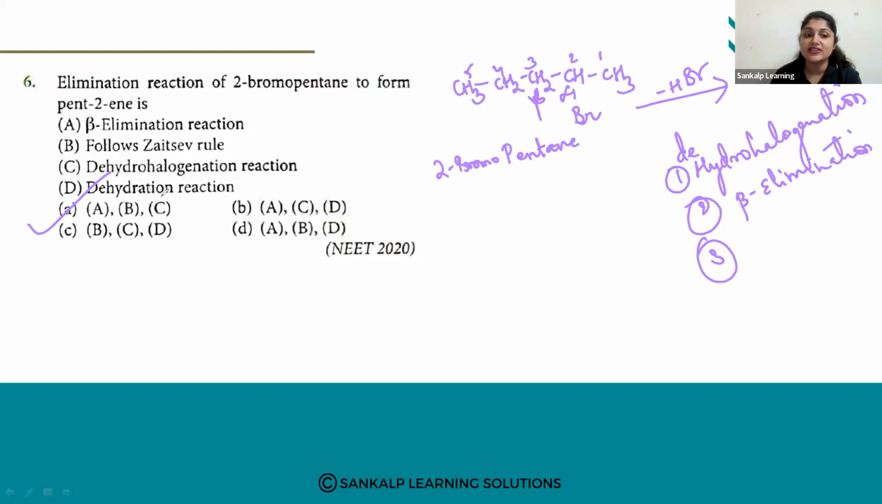What is dehydration? Dehydration means removal of a water molecule. Are we removing any water molecule? No. So it follows beta elimination, it follows Saytzeff rule, and there is a dehydrohalogenation in this particular reaction. So it is A, B, and C, option A, right? Yes, Anvita and Jyoti have answered it right. Okay, so we'll go for the next one.